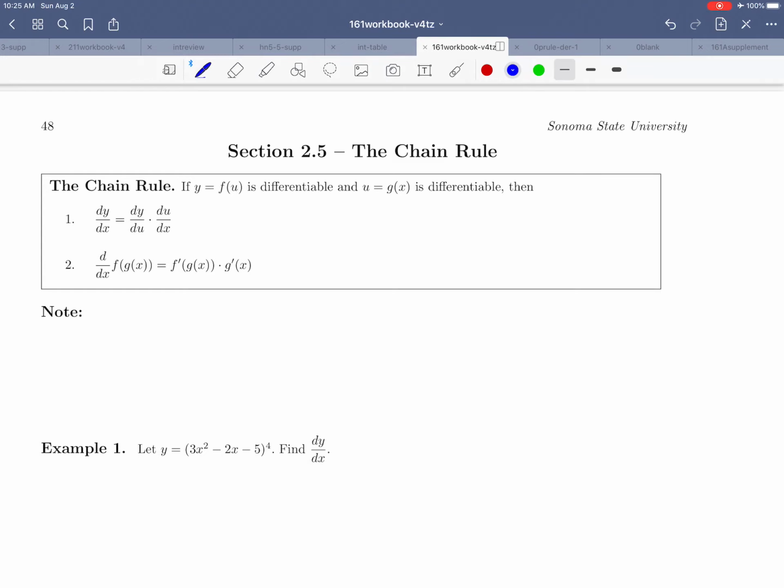Hello everybody, and welcome to the beginning of section 2.5. We are looking at page 48 of the workbook, and we're going to be continuing in this section and introducing yet another technique for finding derivatives of functions.